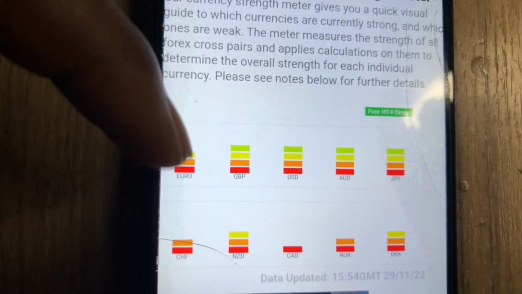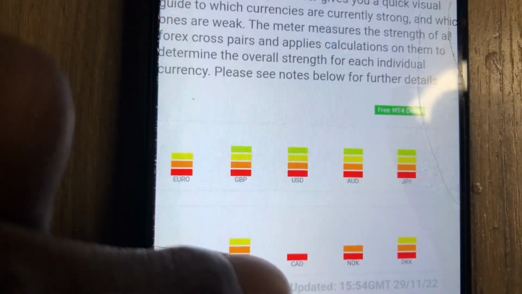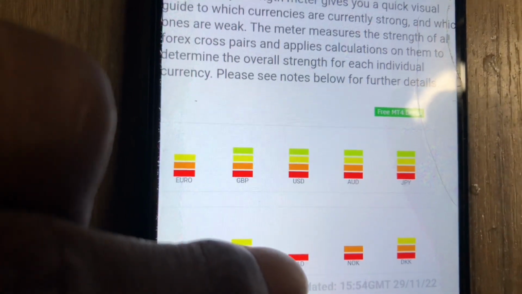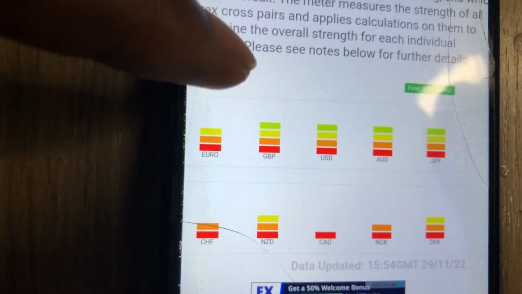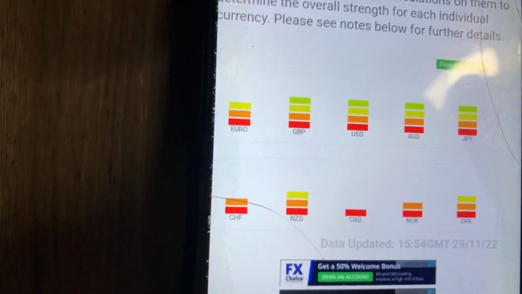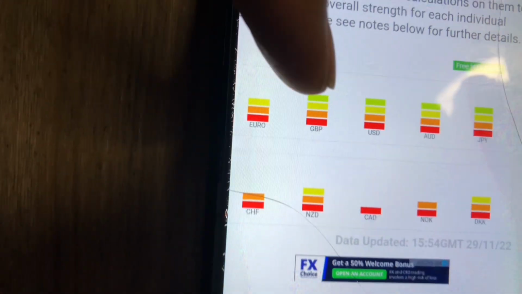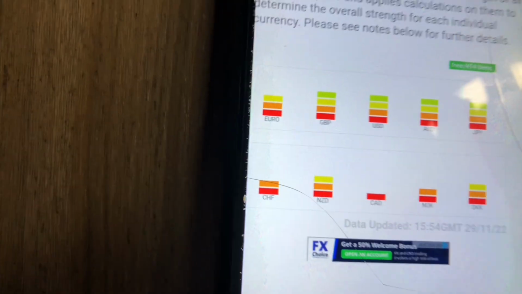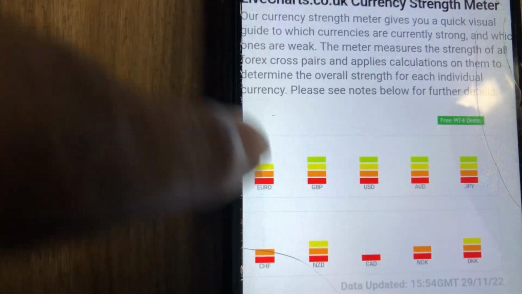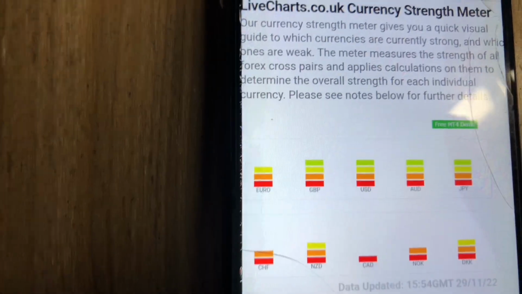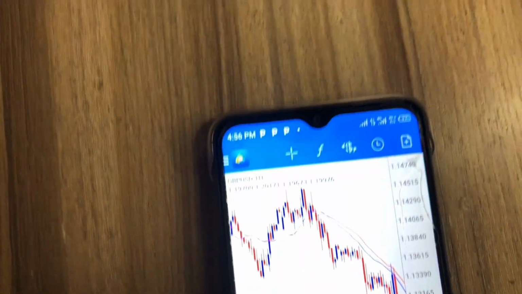Just as you can see, this strength meter represents the strength of that particular currency. As you can see, the Canadian dollar is at its lowest strength, the US dollar is at its highest strength, the GBP is at its highest strength. So let's look at something like GBP USD. As you can see right here, GBP USD is of equal strength. When two currencies are both of equal strength, they can't actually push each other. It's just like a tie. When something like this happens, we're expected to see a ranging market or a consolidation in that currency. So let's go to MT4 and check GBP USD.